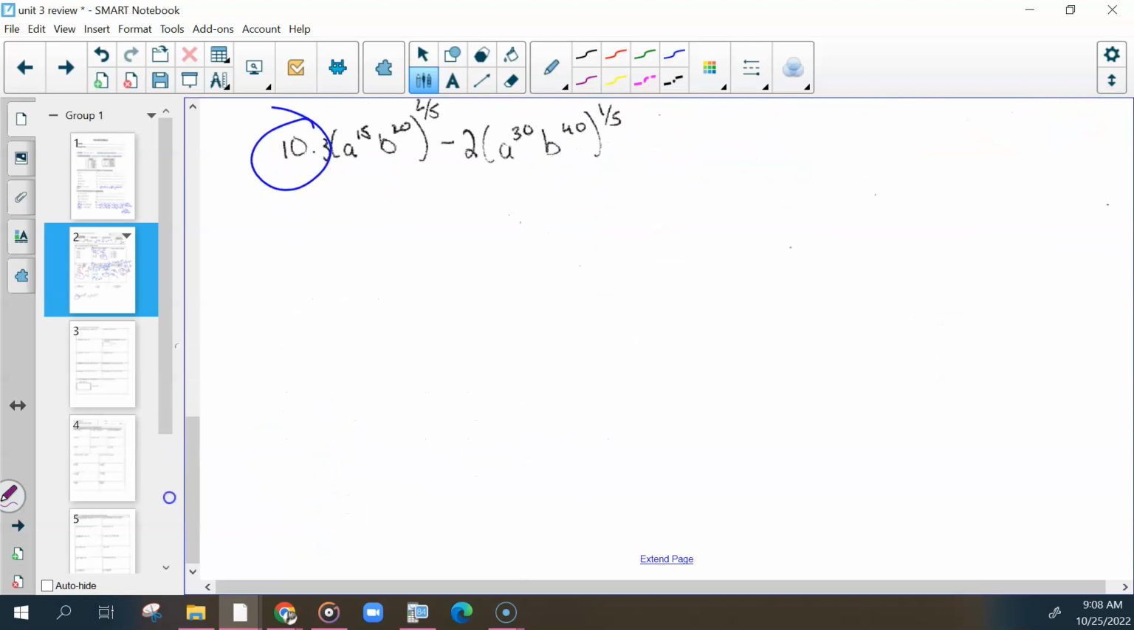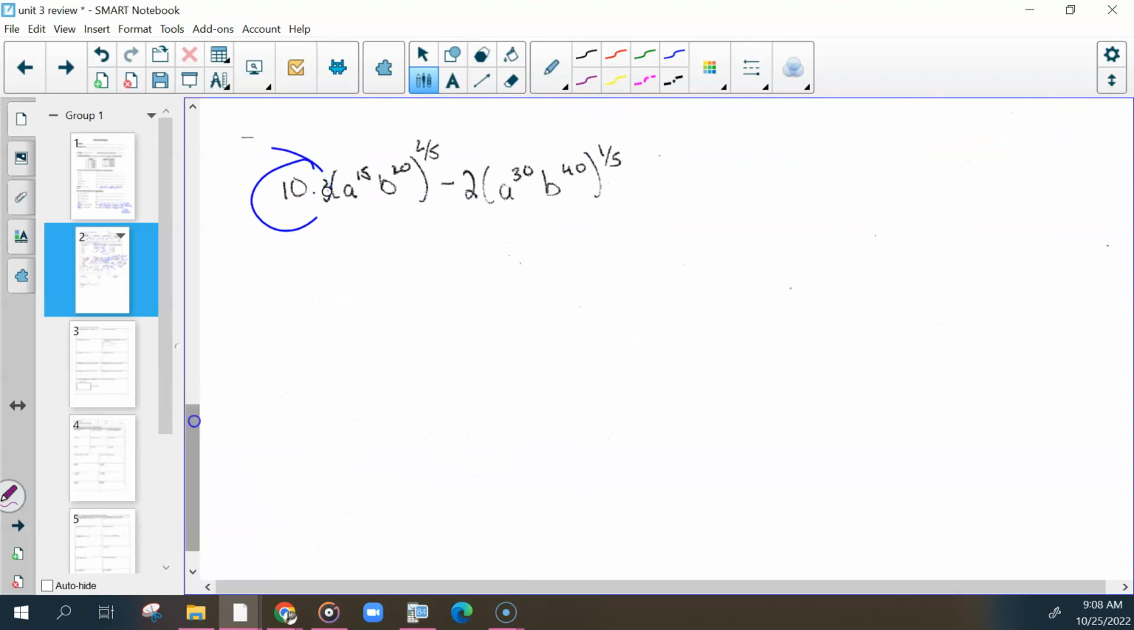Right. For number 10, we have fraction exponents, but we're still going to do the same thing. We have parentheses, we can't do anything with those parentheses. So we're going to multiply 15 and 2/5 and 20 and 2/5. I'm going to write it like this. That should be a 5.